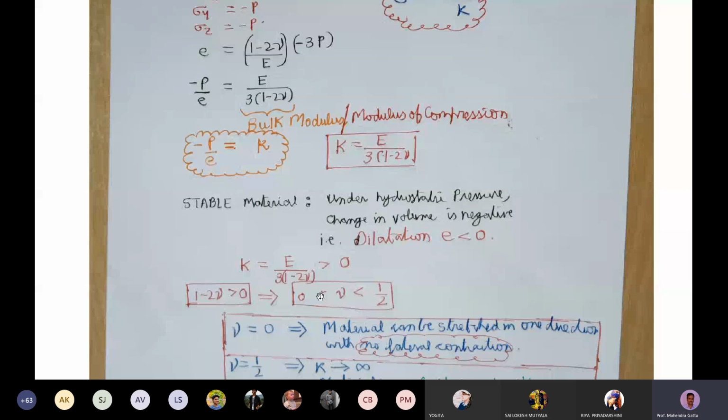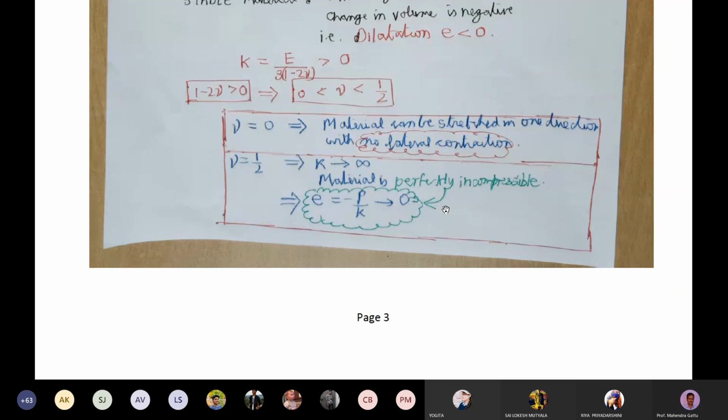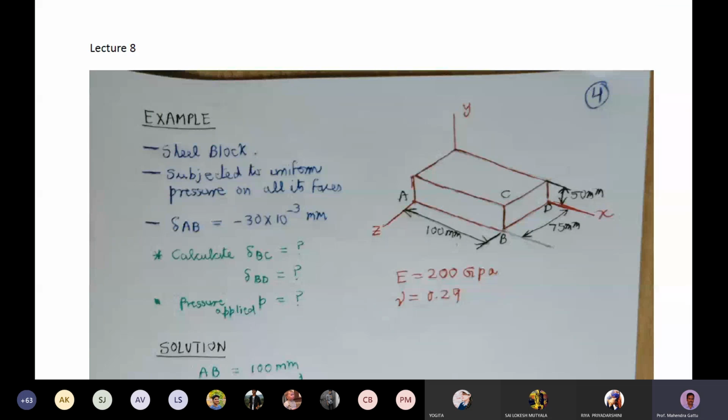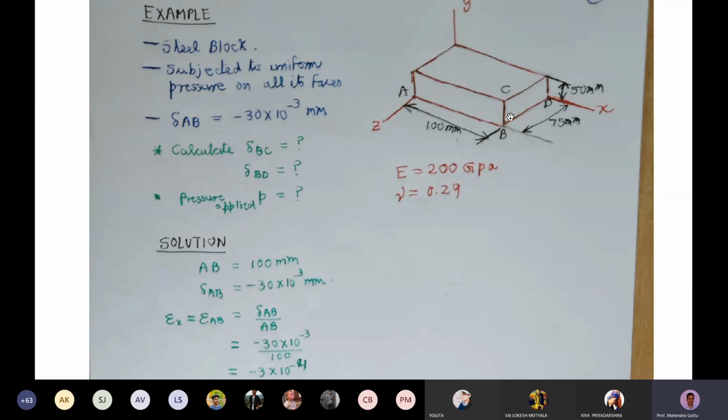That is the bounds, lower bound and upper bound for the Poisson ratio. And so we'll solve a very simple problem now, which will involve this concept of dilatation. So we have a steel block here. The length of the block is 100 millimeters, height is 50 millimeters, and width is 75 millimeters.